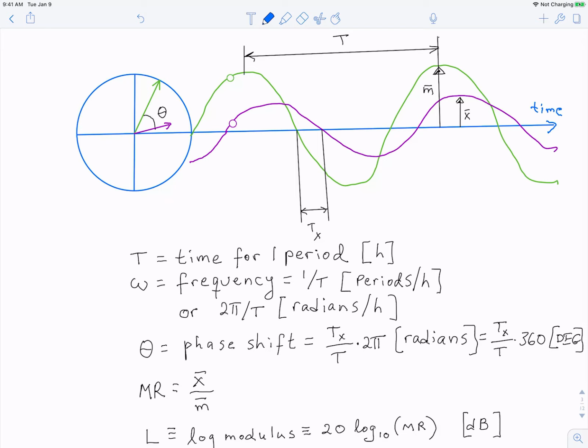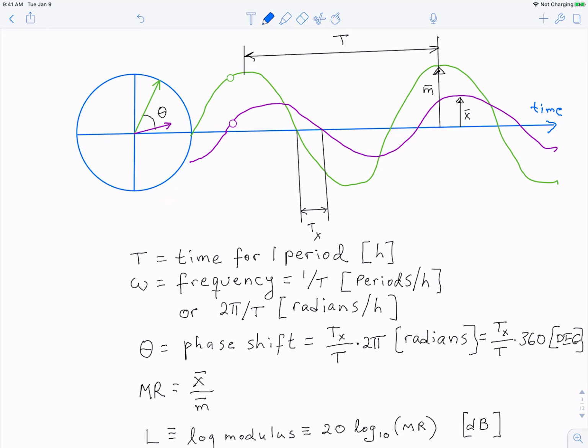The difference in time for the two curves to reach the corresponding position is denoted as t sub x, hours. This time lag is most easily seen when the curves cross the baseline. Tx is proportional to the phase shift theta by the simple formula shown here. With the imaginary clock in mind, it's easy to realize why this has to be true. That's how we can express the observable phase shift as an angle.